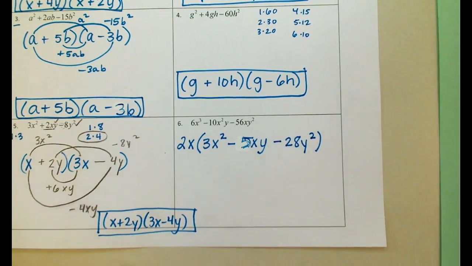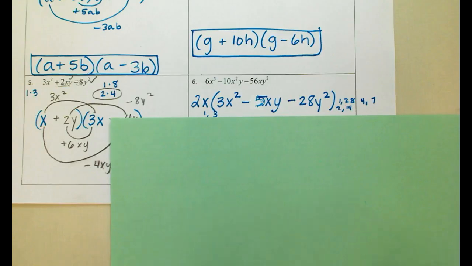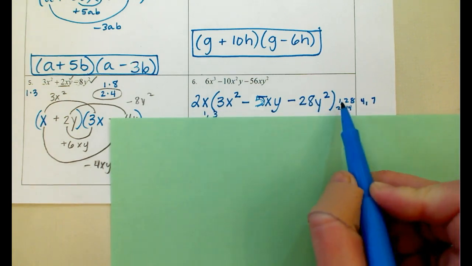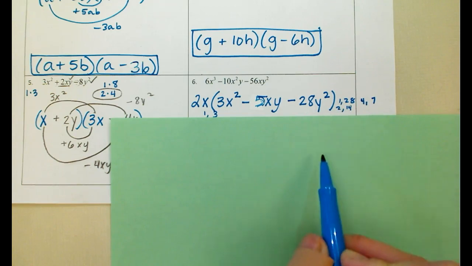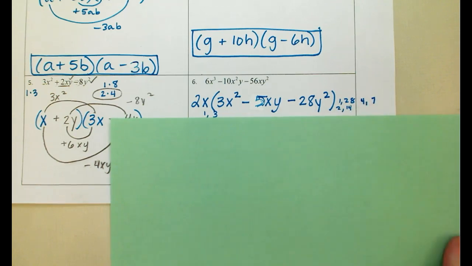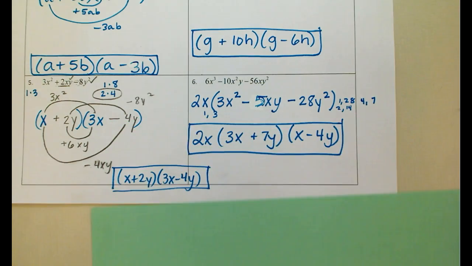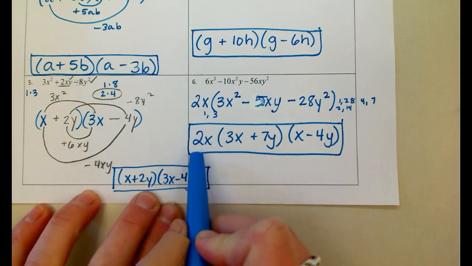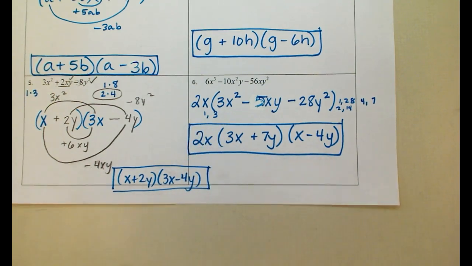All right. Finish this problem by factoring out what's left over in the trinomial. Okay, I listed off my options for my 3, which were 1 and 3, and my options for 28: 1 and 28, 2 and 14, 4 and 7. Found my factors by guessing and checking to be 3x plus 7y and x minus 4y. Don't forget the GCF out front of 2x. So this is my final answer. Be ready to practice the next day.